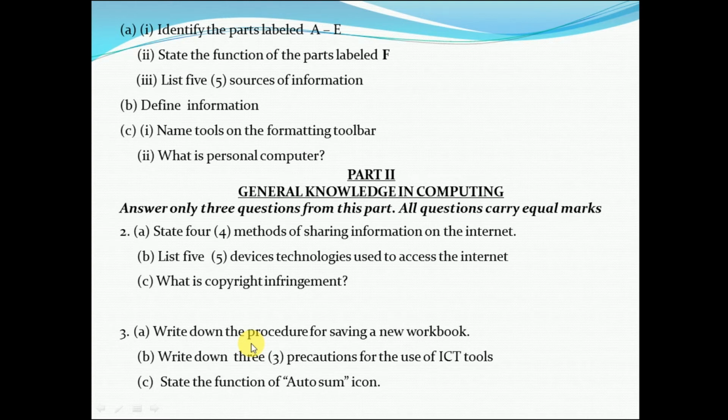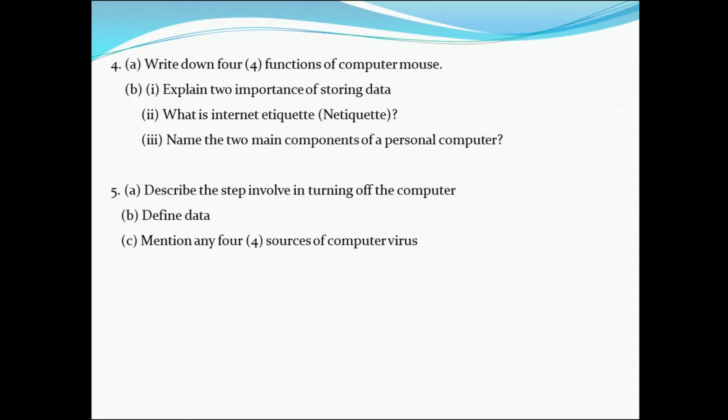Question 4. Write down 4 functions of a computer mouse. 1. For clicking. 2. For double clicking. 3. For selecting. 4. For pointing.